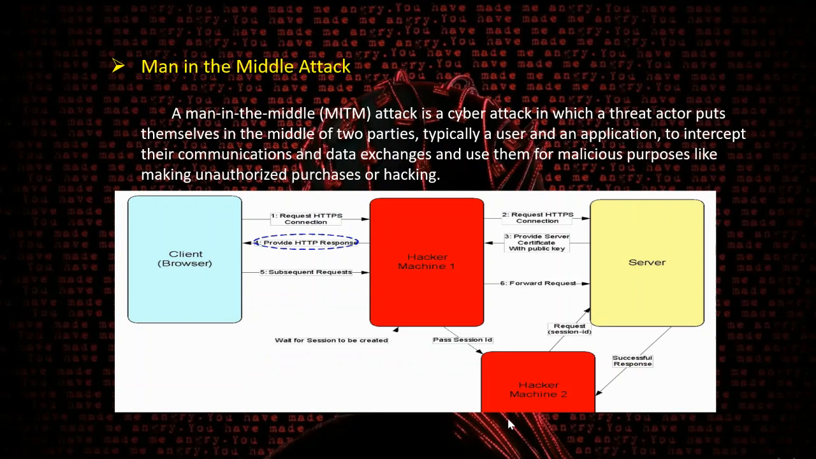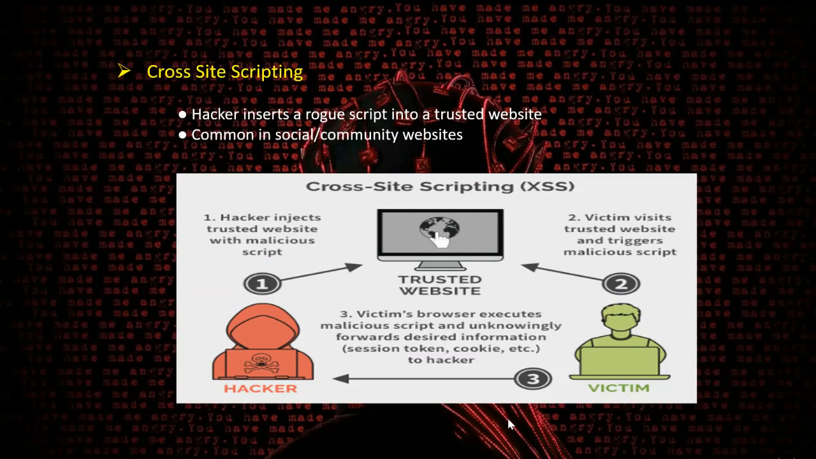So this is another example. If you look at the technical definition, the man in the middle attack is a cyber attack in which the threat actor puts themselves in the middle of two parties, typically a user and an application, to intercept their communication and data exchanges and use them for malicious purposes like making unauthorized access or purchases. It could be anything. We'll show an example of how a purchase order can be done, with one real life scenario.